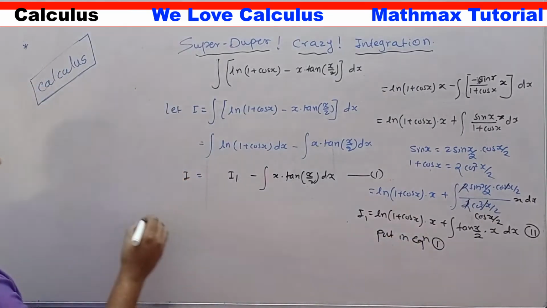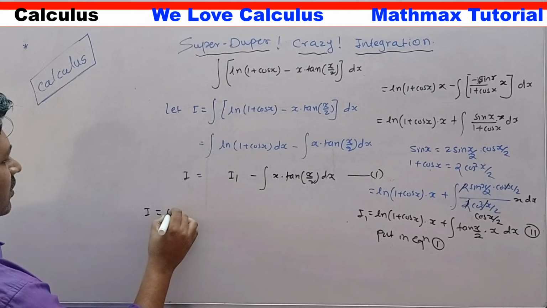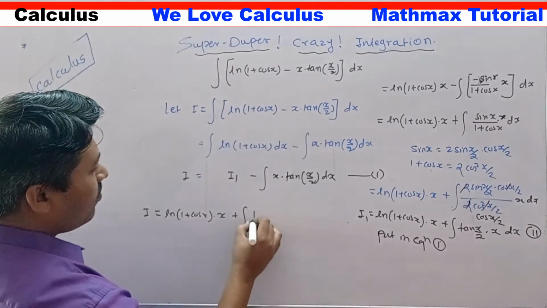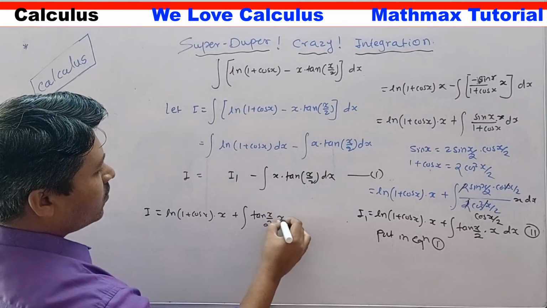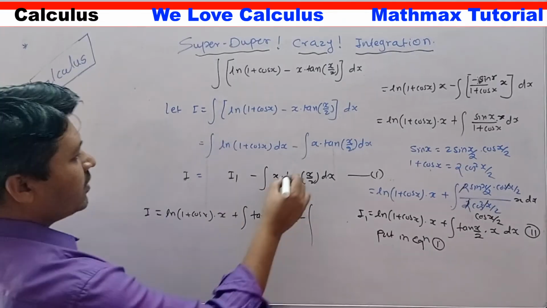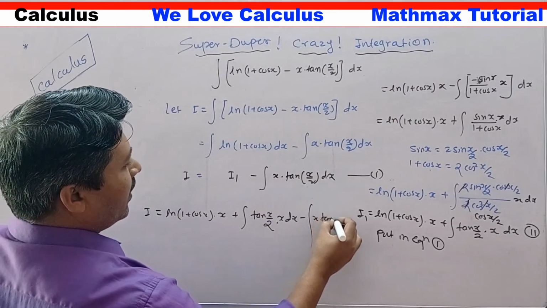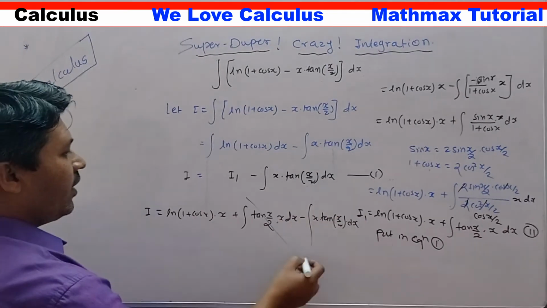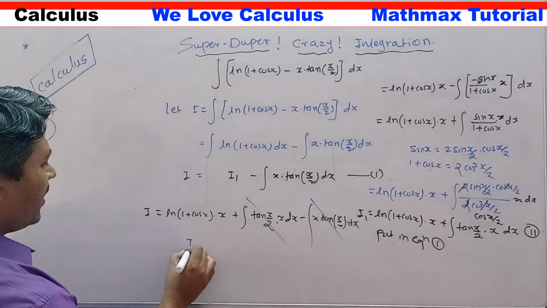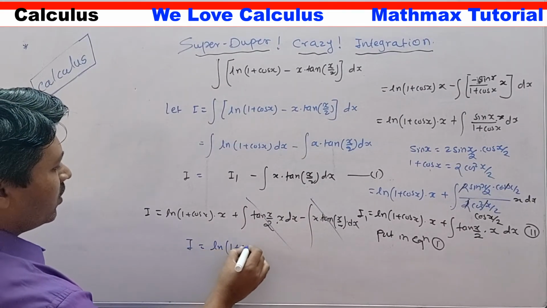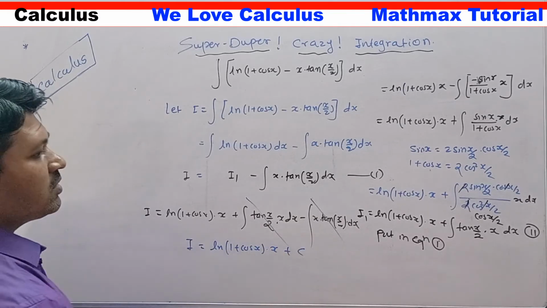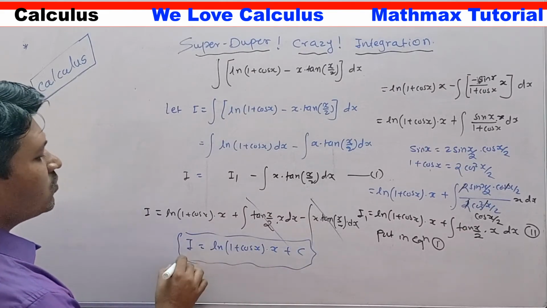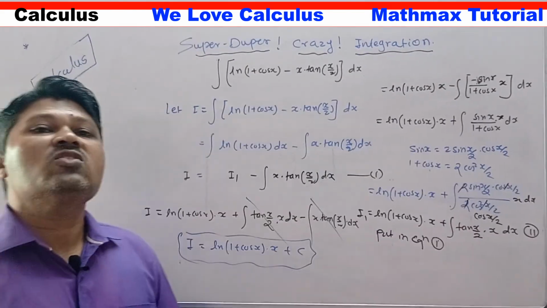Put this I1 value in equation first. Then we get I equal to I1, that is ln(1 + cos x) times x plus the integration of tan(x/2) times x dx, then minus the integration of x tan(x/2) dx. Here we observe that the plus and negative terms cancel, and we get I equal to ln(1 + cos x) times x plus c, the constant of integration. This is my final solution, and this is the super duper crazy solution.